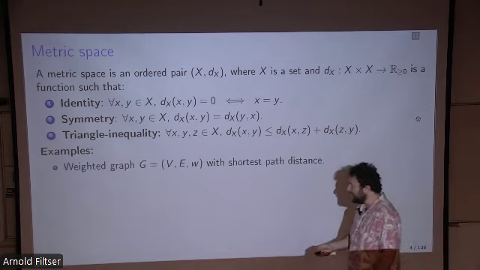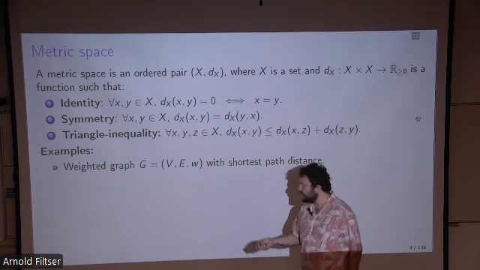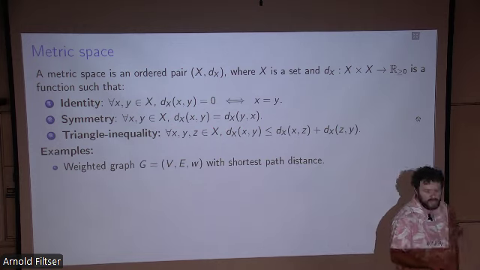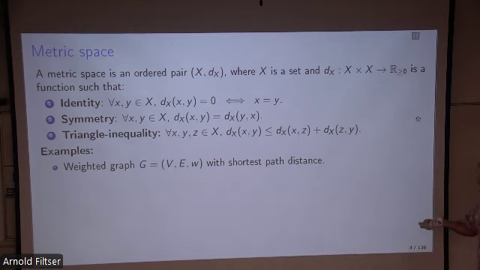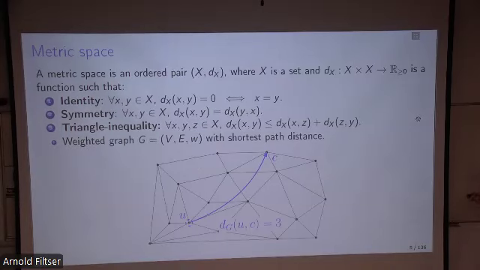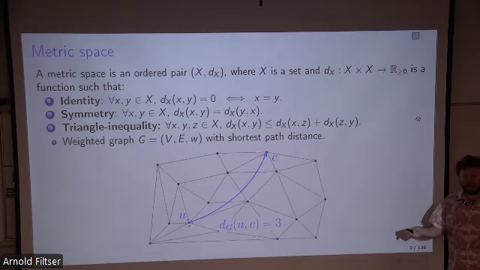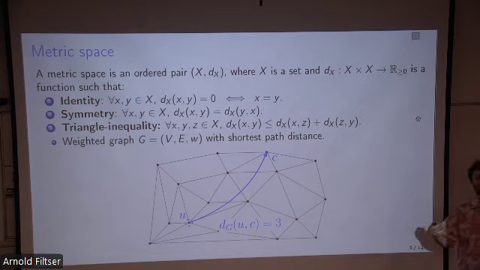So let's see some examples. The first and most important example for this lecture, at least, is shortest path distance in weighted graphs. I have some graph, it might have some weights, and given 2 points u and c, the distance between them is the minimum weight of a path going from u to c. In this example, an unweighted graph, we have a path of length 3, so the distance is 3.